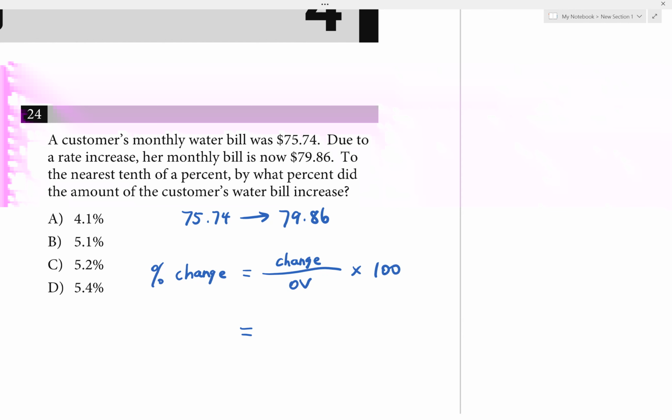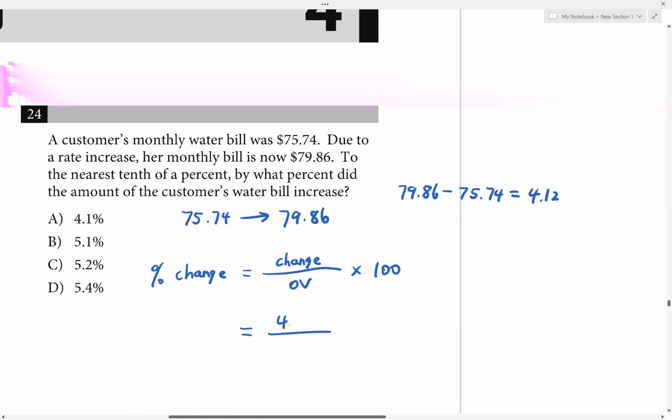So how do we find the change? Well, we know we went from 75.74 to 79.86, so to find the actual change, I have to subtract the two numbers. The change here will be 79.86, we can just type in the calculator, minus 75.74, which is 4.12. So the price went up by $4.12. That's what the change is.